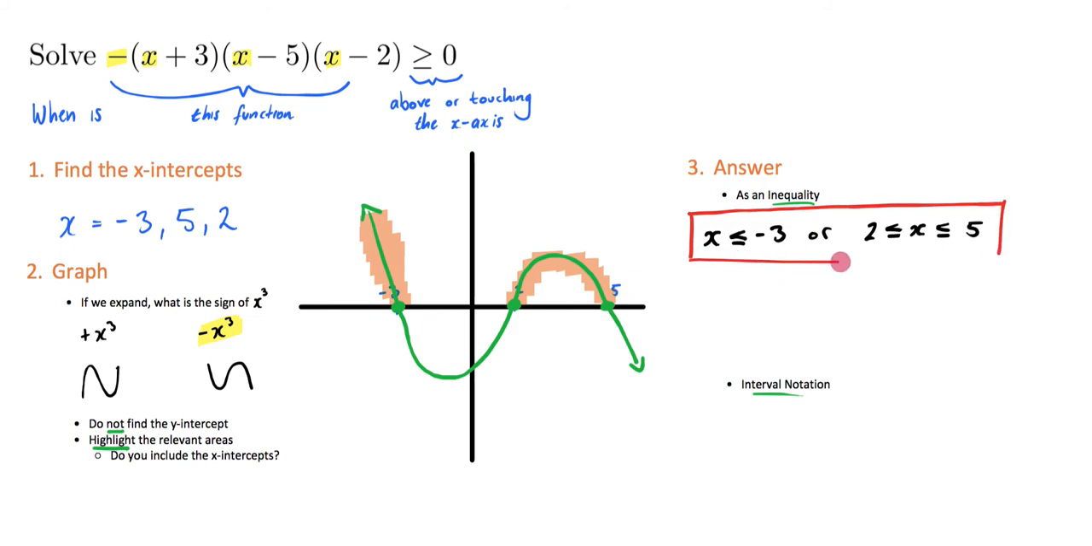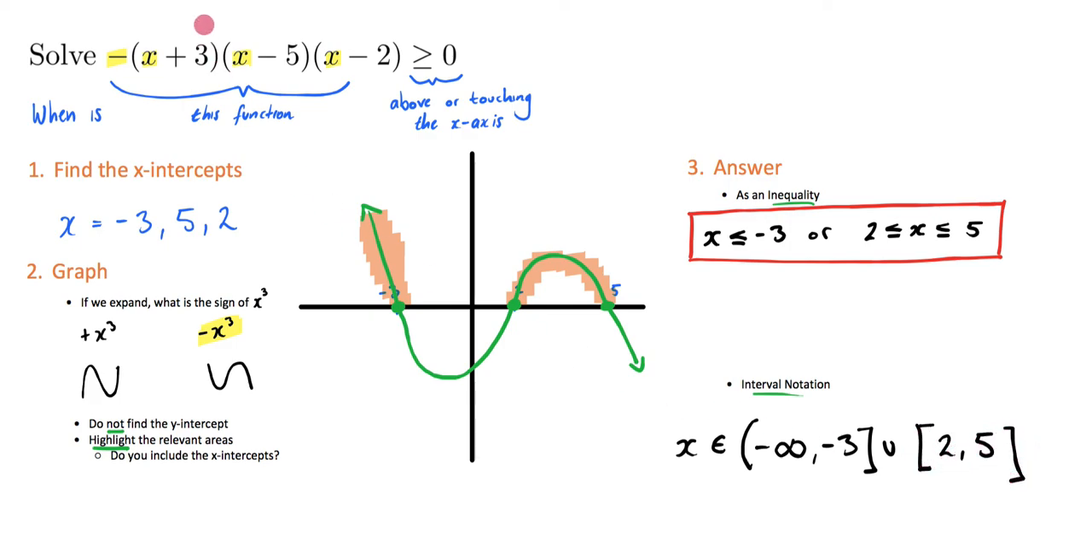I can also use interval notation to write down what my answer would be. And I prefer doing it this way. I would say that x is an element of -infinity all the way to -3 square bracket, because it's greater than or equal to, then the union of 2 to 5. So in my head, that's just a lot easier, making sure I'm using round and square brackets appropriately. Don't make that mistake.